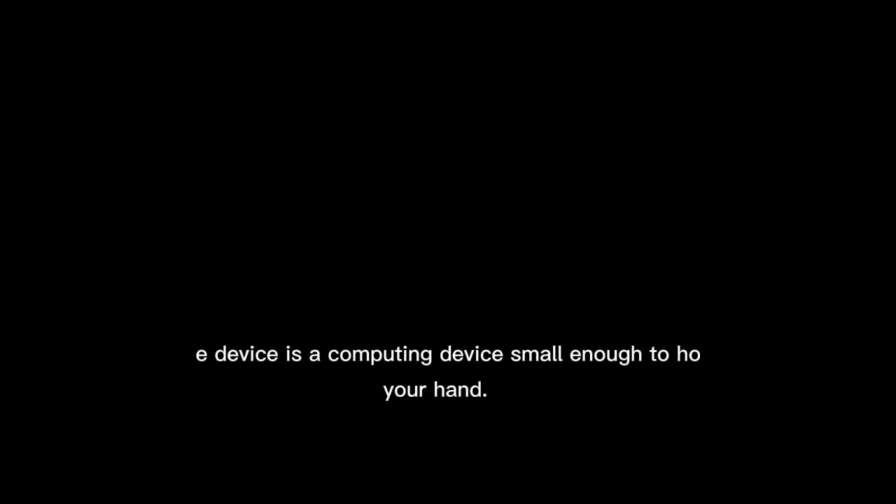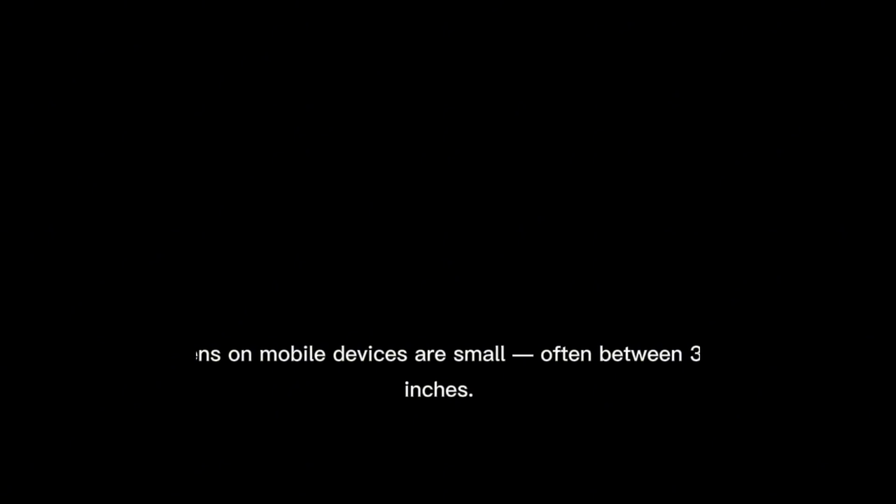A mobile device is a computing device small enough to hold in your hand. Because of their reduced size, the screens on mobile devices are small, often between 3 and 5 inches. Some mobile devices are internet capable, meaning that they can connect to the internet wirelessly. You often can exchange information between the internet and a mobile device, or between a computer or network and a mobile device. Popular types of mobile devices are smartphones, digital cameras, portable and digital media players, ebook readers, and wearable devices.